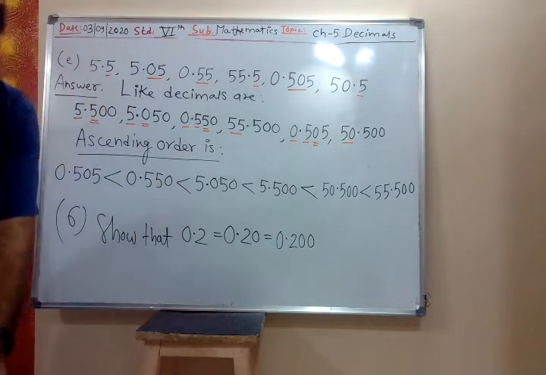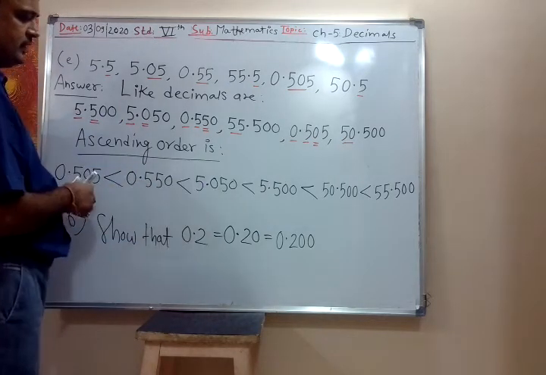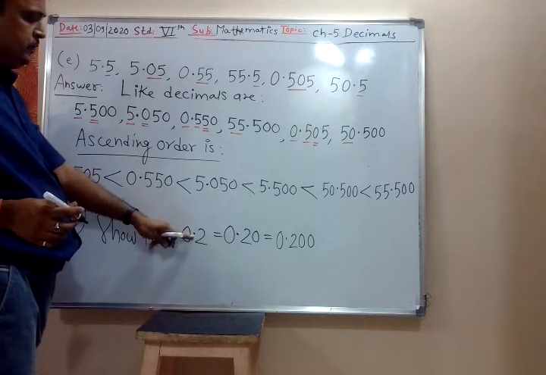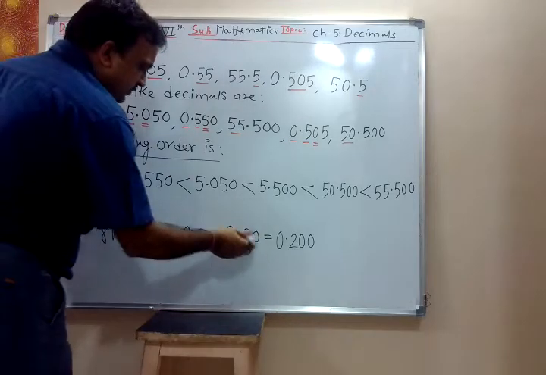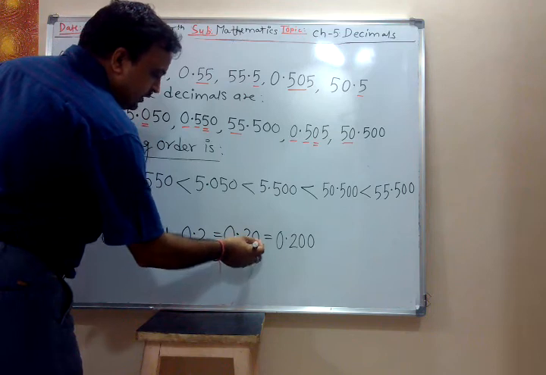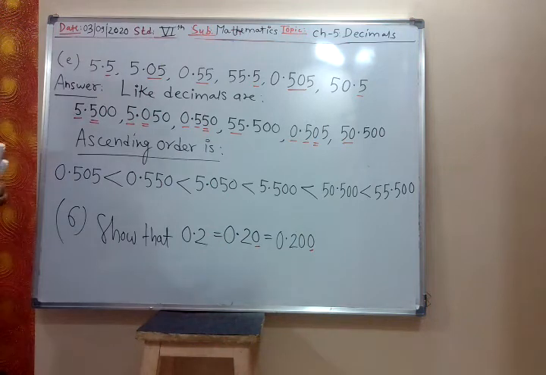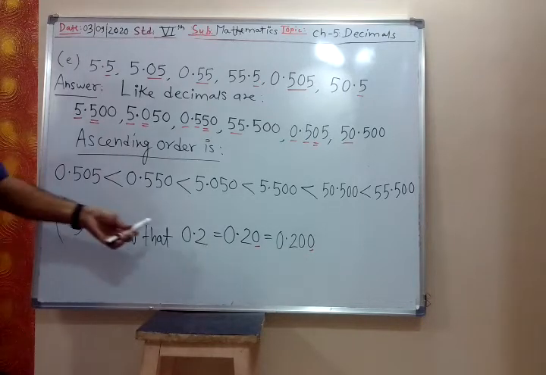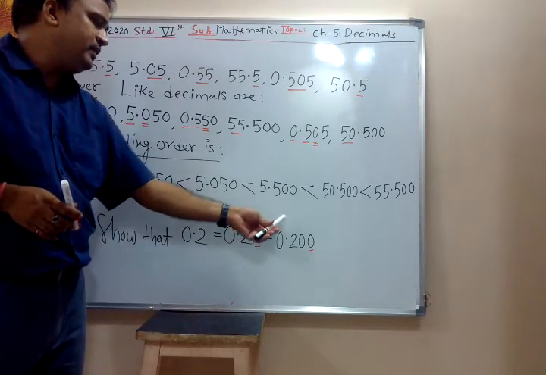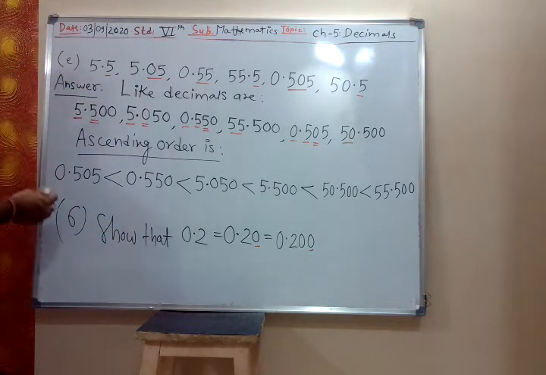In fact, what we are doing is adding 0 to the right of the decimal. We have 0.2, to the right of the decimal we add 0. Then again to the right of this we add 0. So whenever we add 0 to the right of the decimal, the value of the number remains same. So this you have to write in the wording.